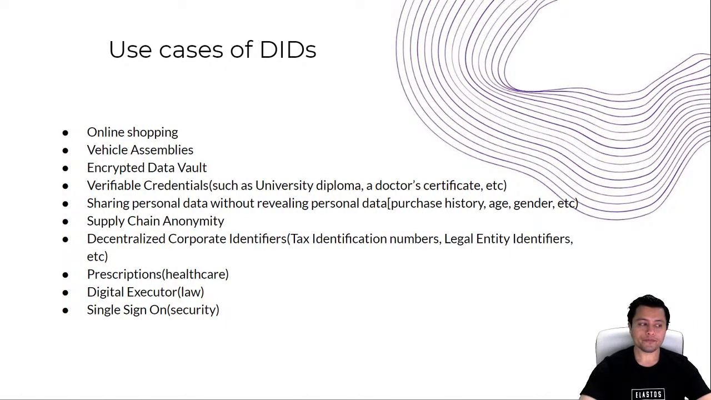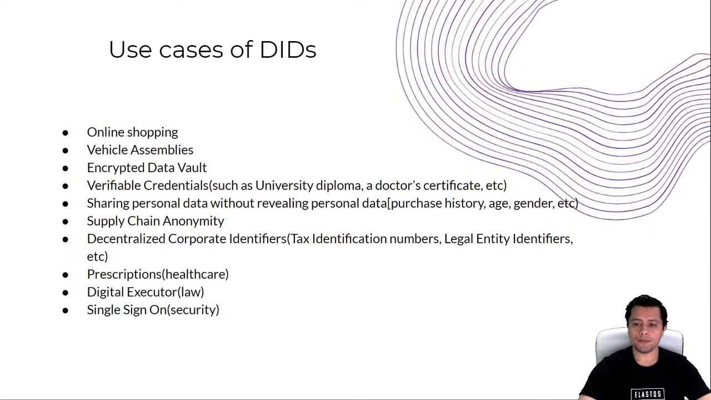Sharing personal data without revealing personal data. All right, that's one thing. There's a lot of data mining going on on the internet. What if you could submit your purchase history, your age, your gender to a third-party data mining company that wants to use your data, but you don't want to give them personal information like your name? Rather, you can just give them the purchase history, age, gender without revealing your name. Well, that is possible with DID, and the data mining company can actually pay you to purchase that data from you. So it just opens up a lot of those kinds of use cases.